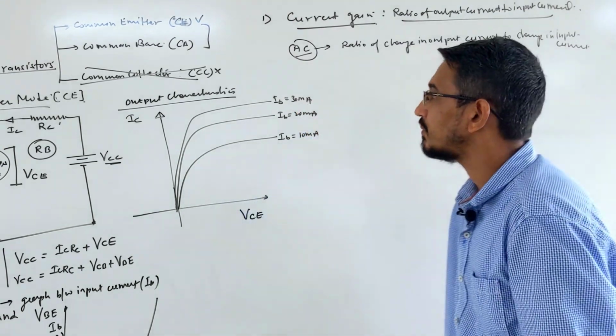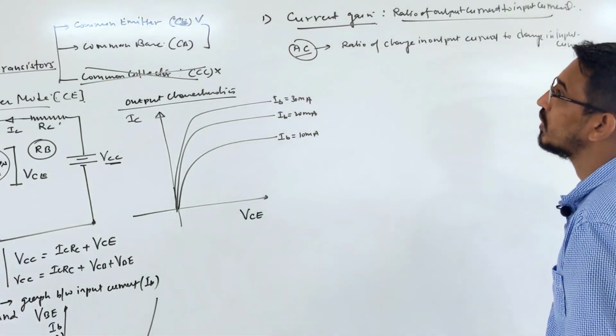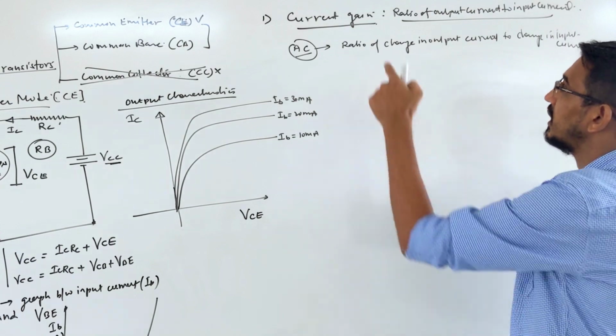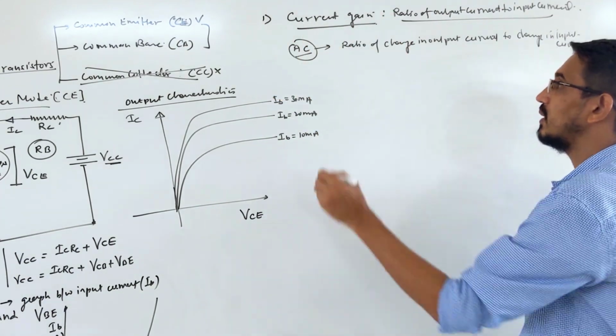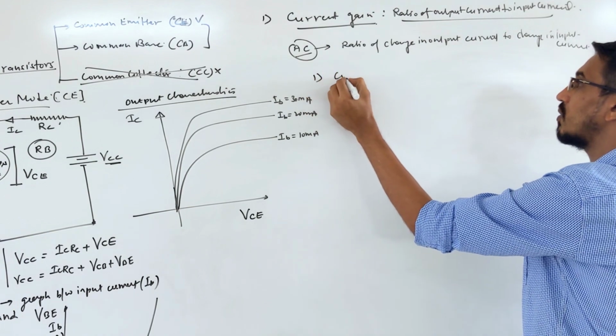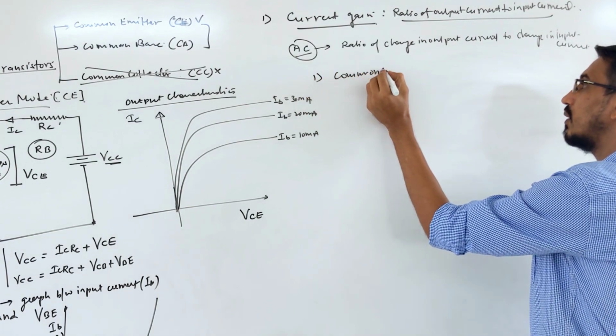Now look here. Suppose we want to write this current gain for common emitter and common base. Then what happens? I'm writing first. Suppose common base.